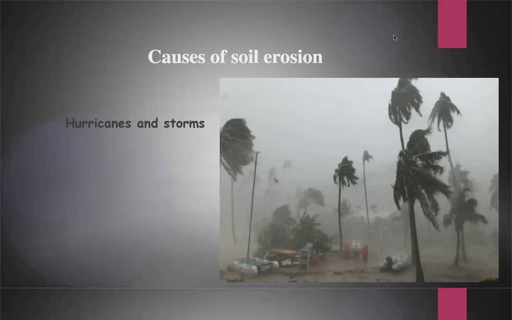The first one will be due to hurricanes and storms, as it is very much visible in the picture. When there are strong winds blowing during hurricanes and storms, the top layer of the soil tends to get carried away by the strong wind. That could contribute to the top layer of the soil being eroded. That is one major reason of soil erosion.